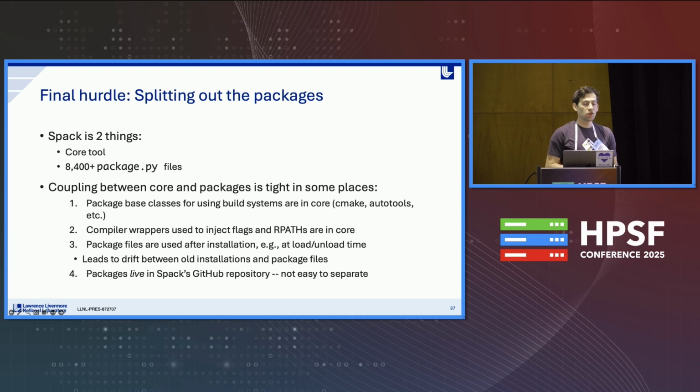There's some other things where packages are currently tied to the repo. When you install a package currently, if you're going to load it, you need to have a version of the package.py file that was compatible with the package at the time you built it. We're moving to install little load files with all of the packages so that they can be independent of the repo, and if you lose track of the repo, you can still spack load the things you installed with it. And then there's the more engineering constraint of they live in the GitHub repository. It's not easy to separate.